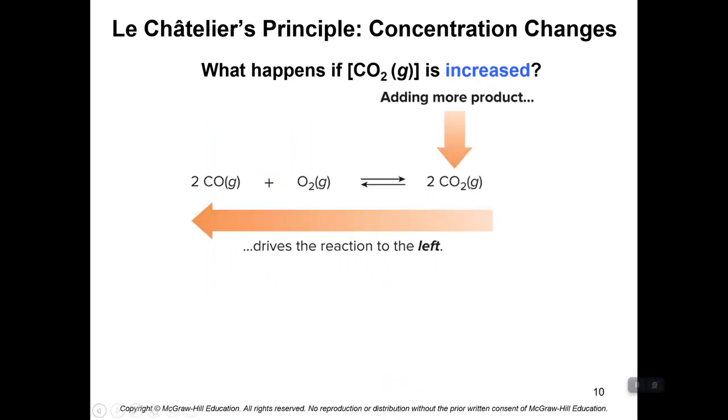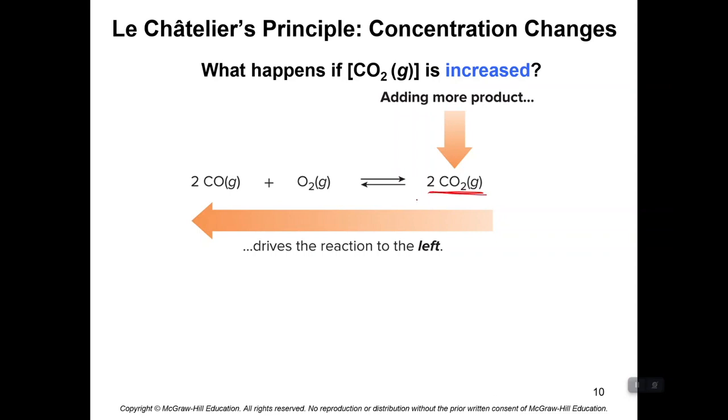Let's look at another disturbance. So here I'm still disturbing concentration. That's all we're going to be dealing with. But now I'm going to add more product. Rather than adding more reactant, now I'm adding more product. Well, I've disturbed my equilibrium. So now my system is going to react in a way to restore that equilibrium. So the issue here is that I have too much product because I've added more.